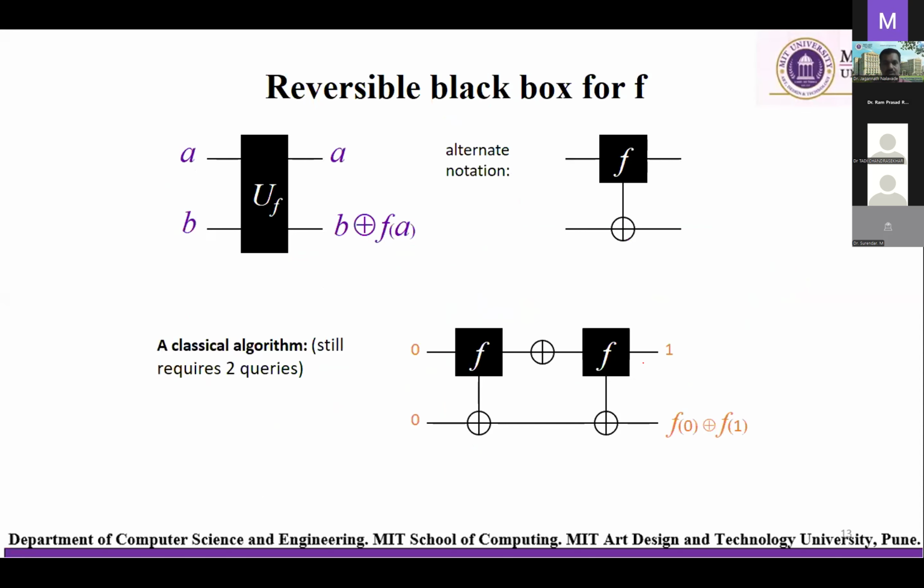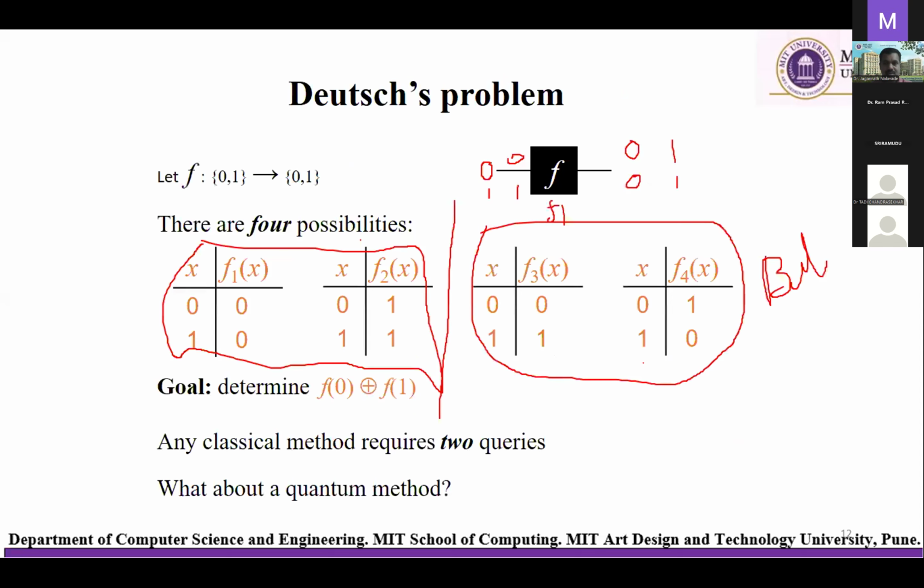Sir, how is it balanced? I am not able to understand how it is balanced. The third one, F3, has input 0, output 0. But similarly, F4 is 0. The reverse is there, no, sir? So how?